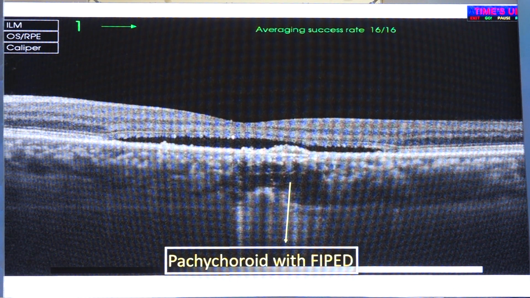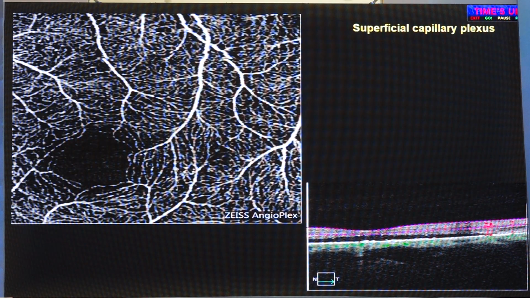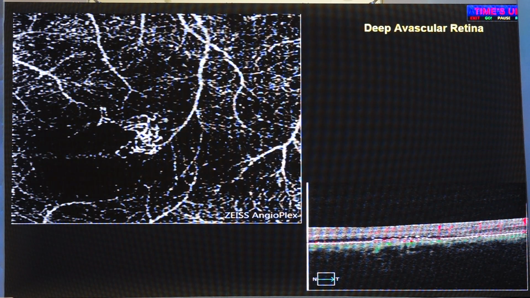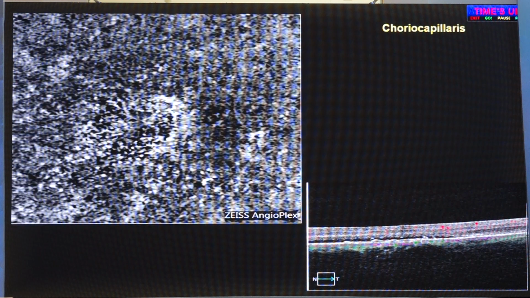And when you do an OCTA in this case, the superficial plexus is normal, the deep capillary plexus is normal, but when you do the avascular outer retina slab, you see this filamentous ball of wool kind of pattern which signifies the presence of a type 1 neovascularization in the setting of a chronic CSC. This was a chronic CSC, but OCTA picks up a neovascularization in the deep avascular slab.